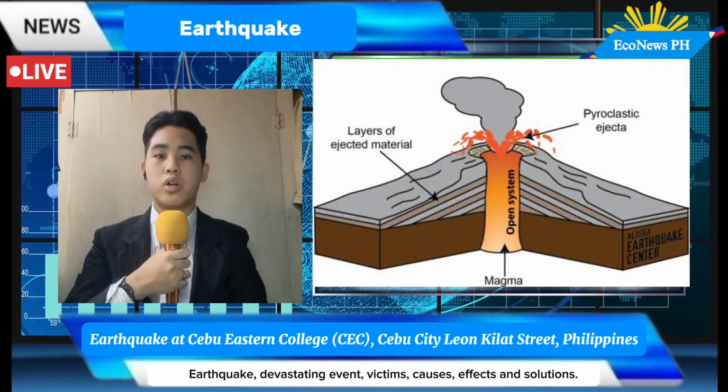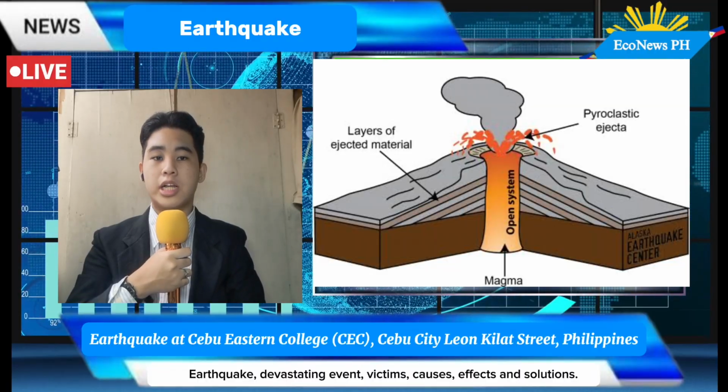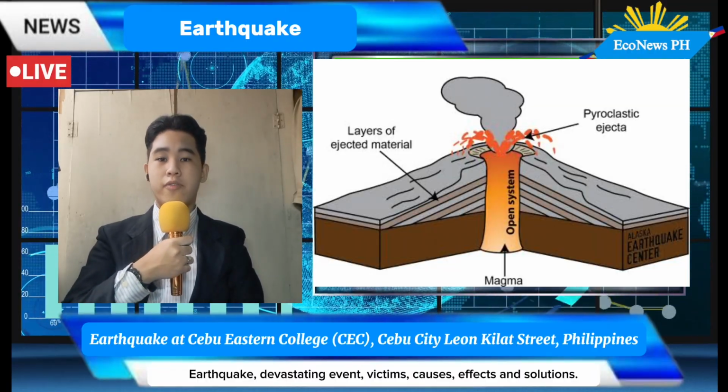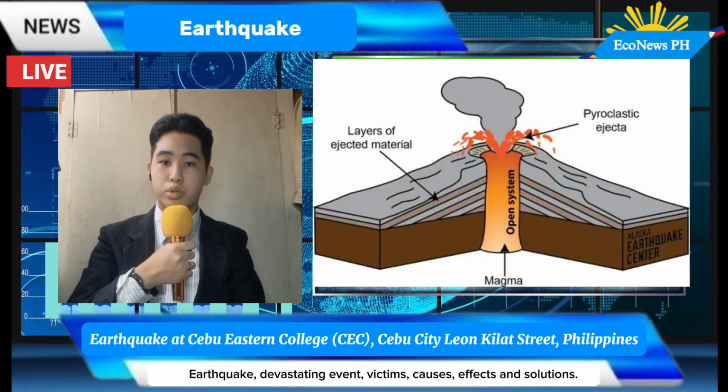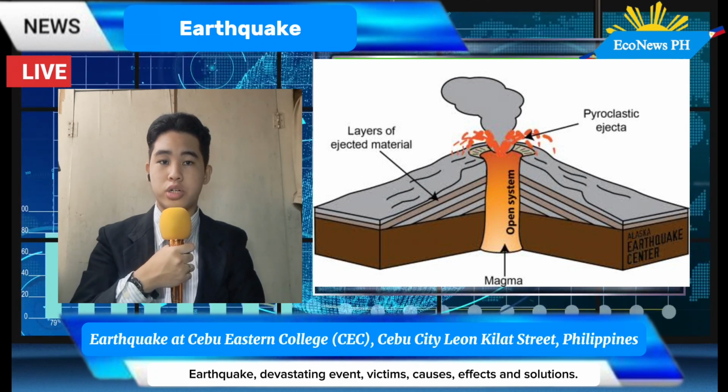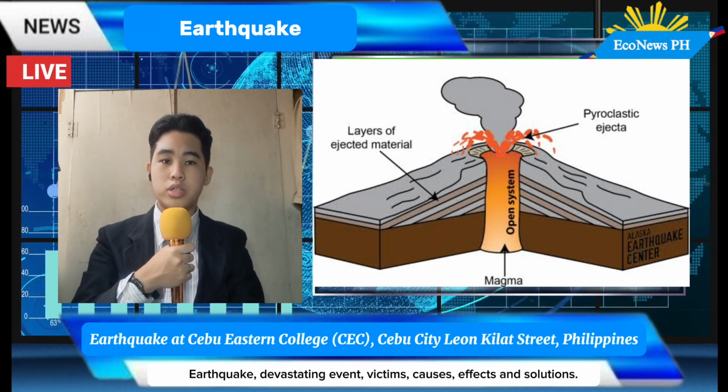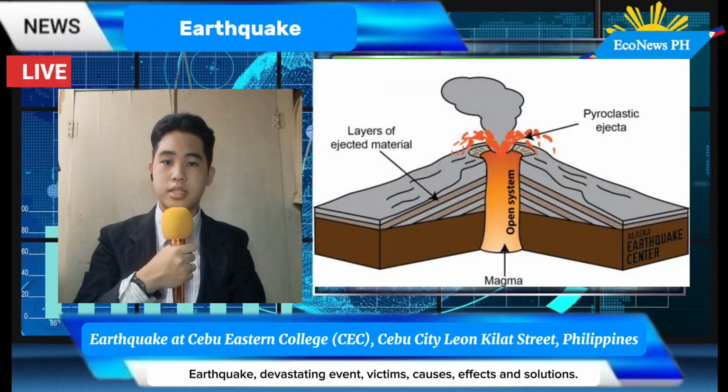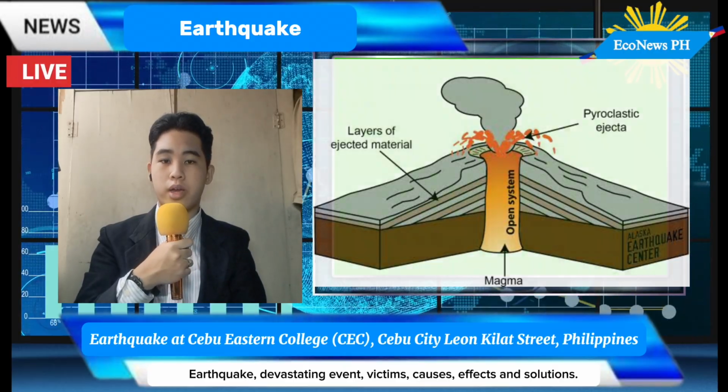Moving on to another cause of an earthquake, we have the volcanic activity. Inside a volcano, magma rises and pushes rocks. This creates pressure underground. When the pressure is released, the ground shakes. This is a volcanic earthquake.